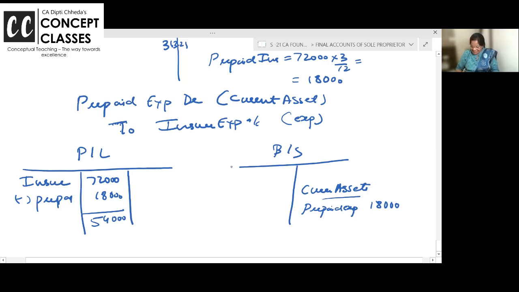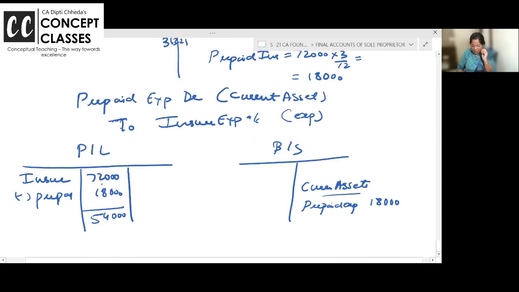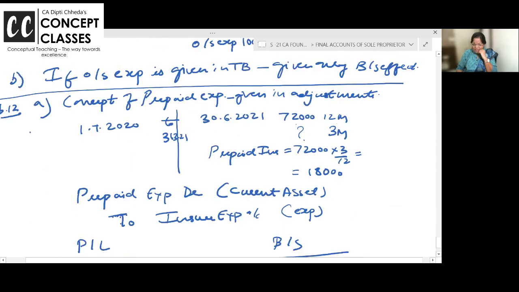Easy. Give some response. One adjustment, one problem. Prepaid: first, you should know how to calculate the amount. Insurance is for 12 months. So the cutoff is March. July to March is 9 months in this year. 3 months is advance, so reduce it. In the P&L take only 9 months, 54,000. The 3 months you take as prepaid. Next year, the opening prepaid will be adjusted in the expense account.